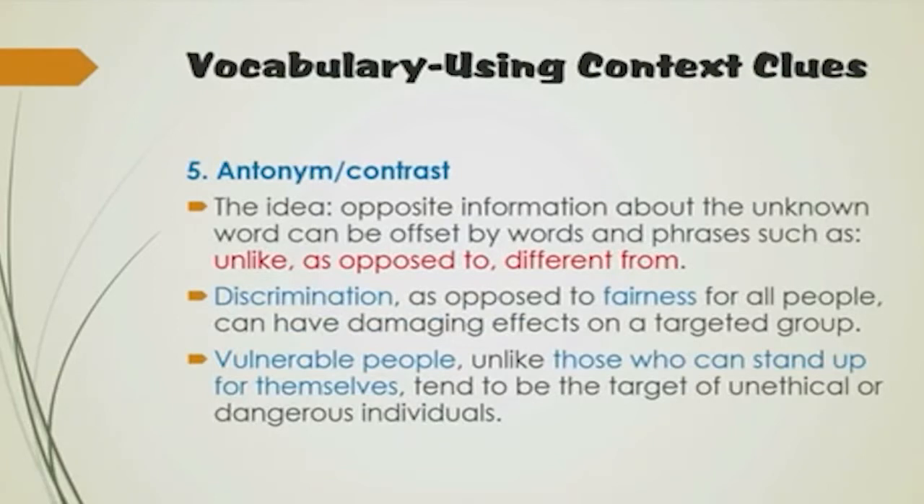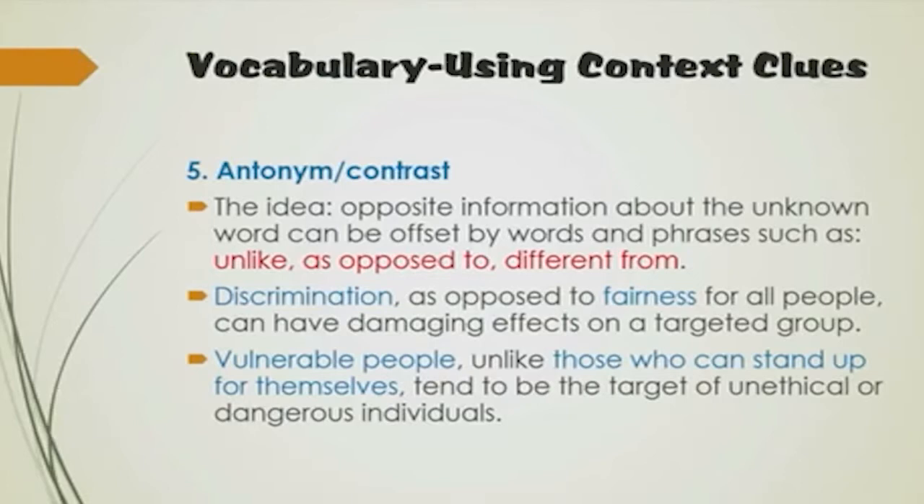Another thing that writers often use is contrasts or antonyms, right? Or you may simply just say opposites. So opposite information about the known word can be offset by words and phrases such as unlike, as opposed to, or different from. So once you see those keywords and phrases, you know you're getting opposite. Example, discrimination, as opposed to fairness for all people, can have damaging effects on a targeted group. So the opposite of discrimination there is fairness, all right?